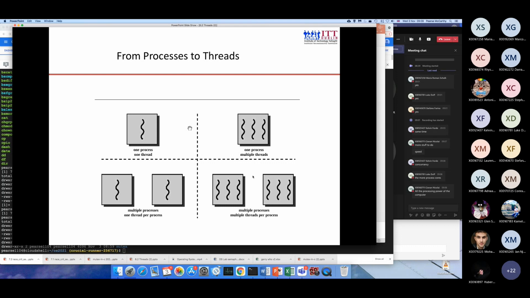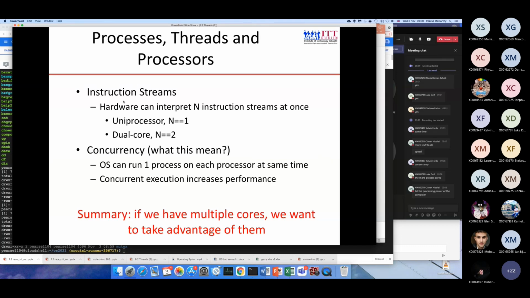With a theory waffle, instruction streams, hardware can interpret n instruction streams at once, right? So if it's a single processor, there's just one. If it's dual, there's two. There's octo, there's 8, right? And the whole point is concurrency. We want to get more things running in parallel, which means we can increase throughput through the system. And if we have multiple cores, we want to take advantage. The last thing you want to do is if you have a quad core system and all your software is just designed to run on one core, that would be pretty crap, all right?